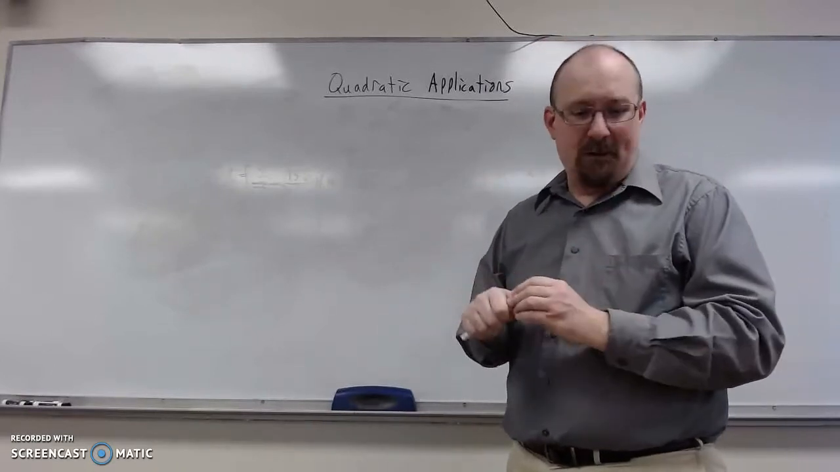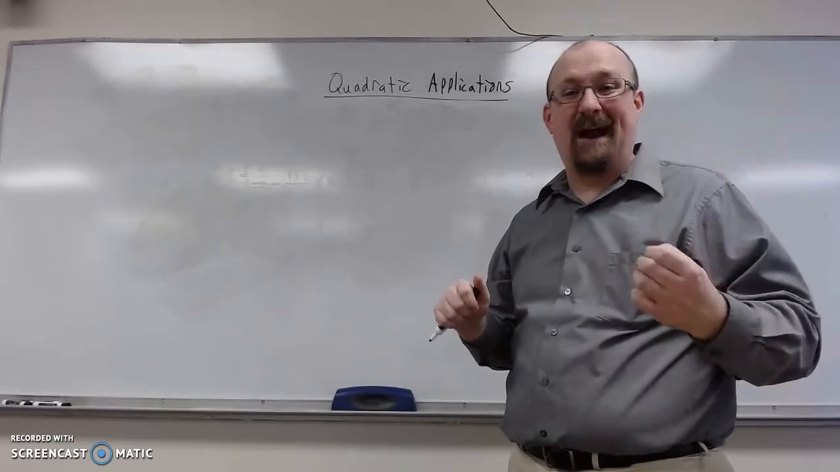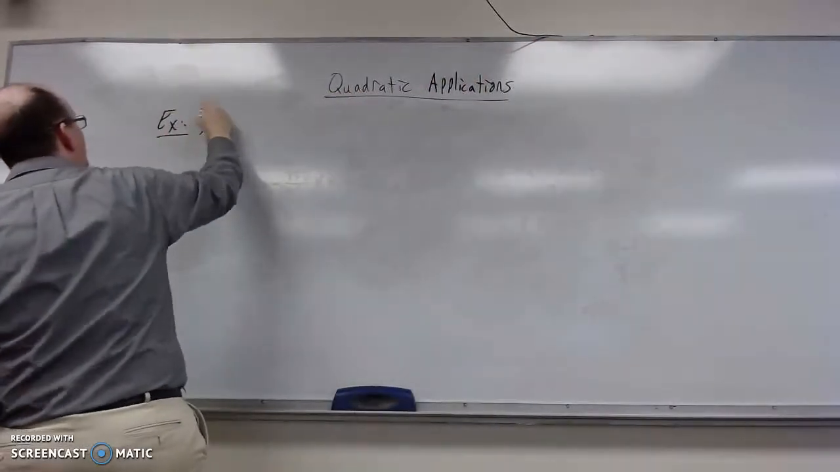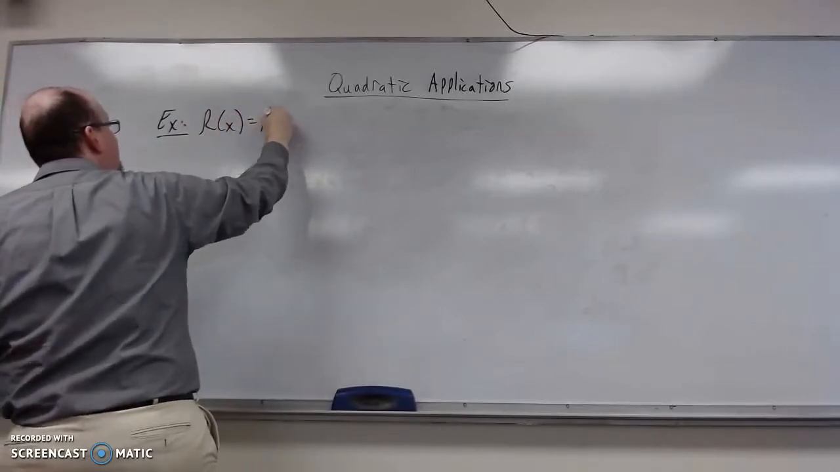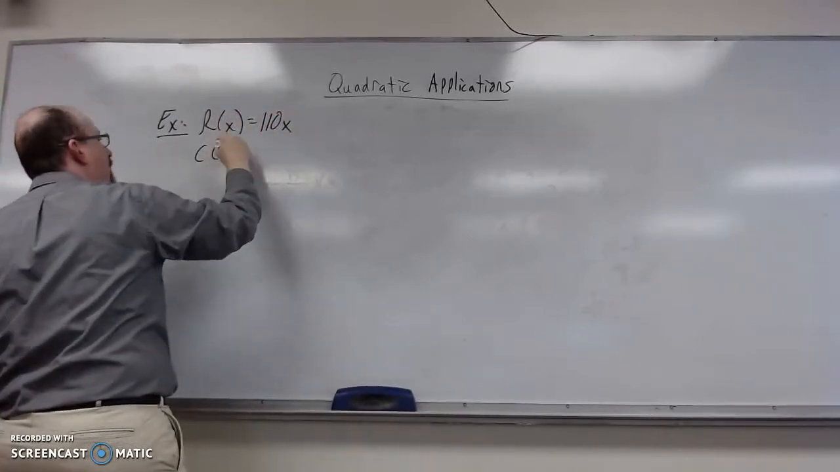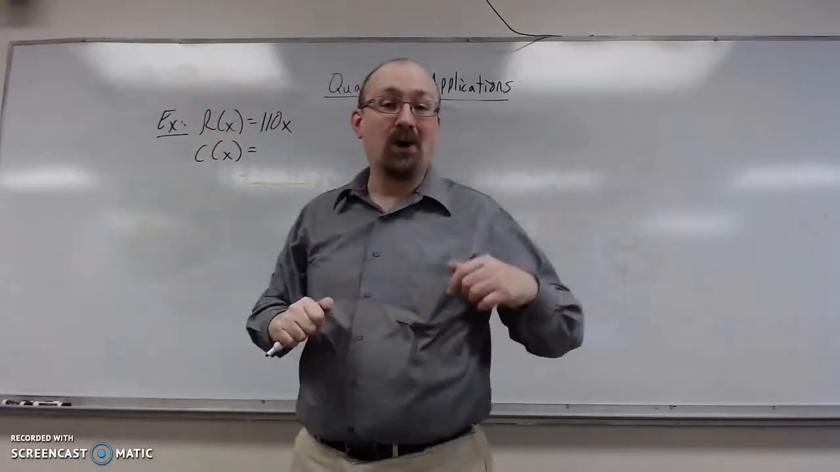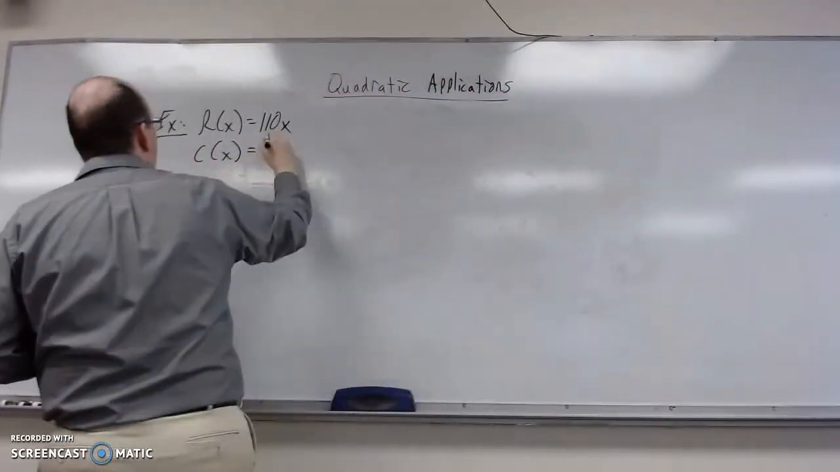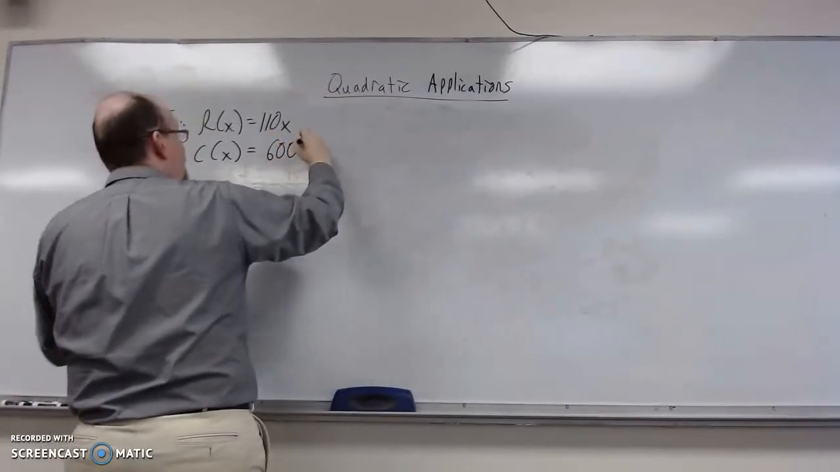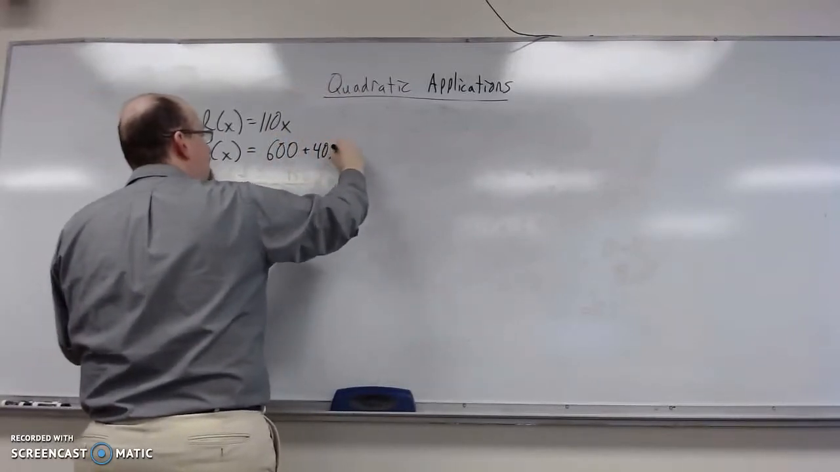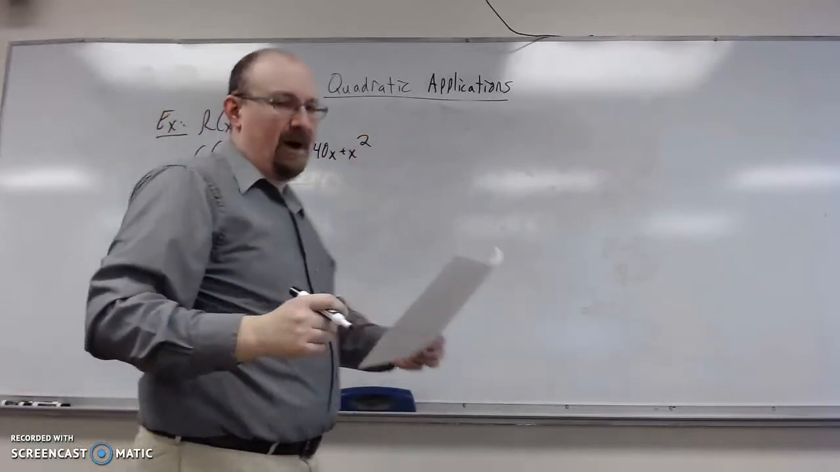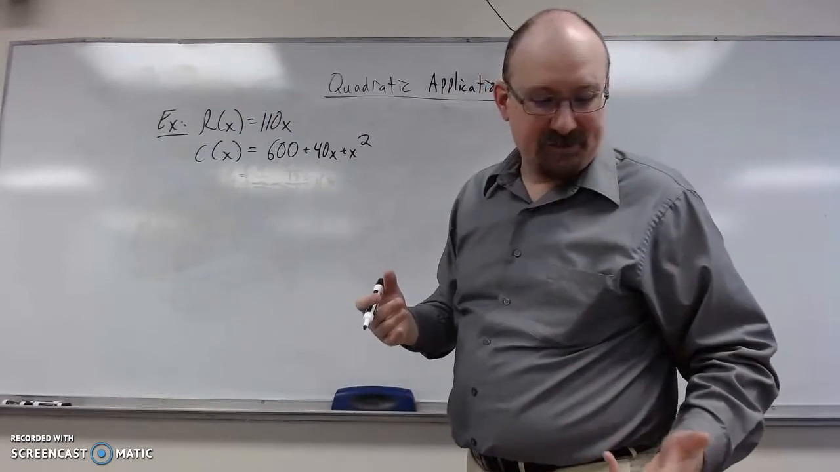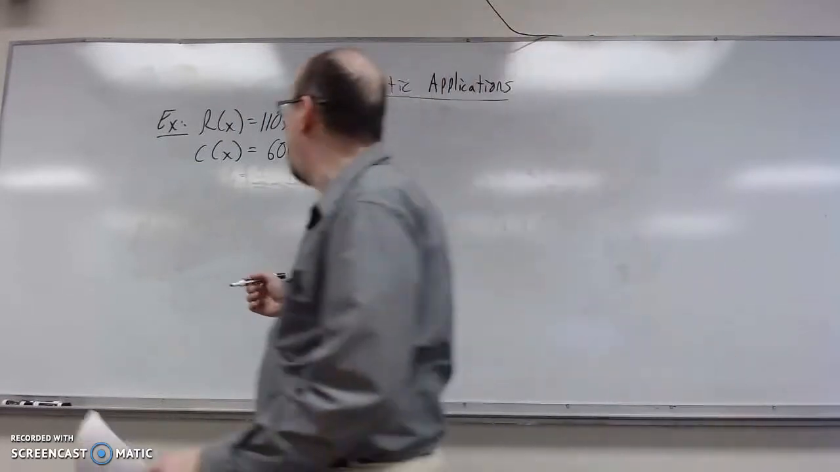So digging into the first example in the notes, we're given a revenue function and a cost function. Our R of x in this instance is 110x. The cost function is now no longer linear. You'll notice it's got a quadratic piece to it. So we have 600 plus 40x plus x squared. The same idea in terms of how to calculate profit still applies, right? Profit is still revenue minus cost.